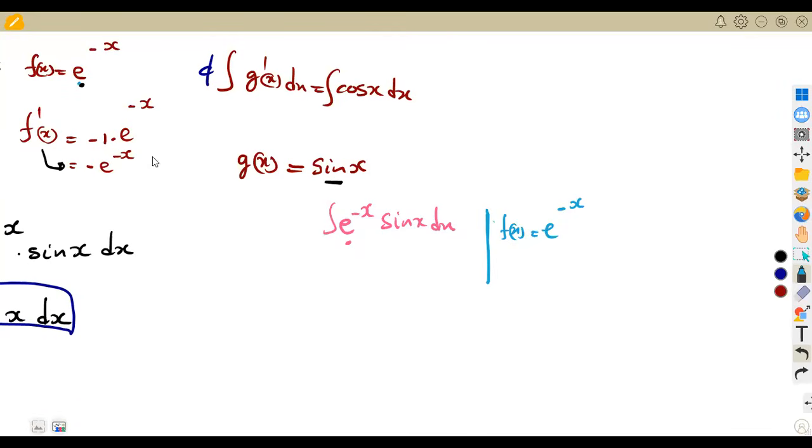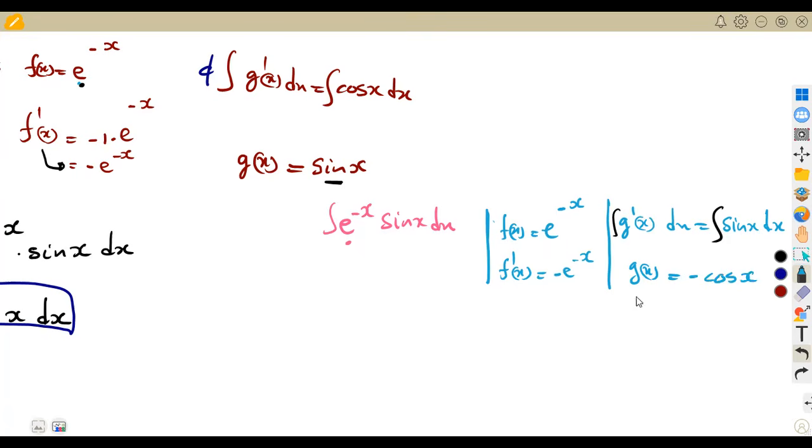And so, guys, the derivative of f of x, we found this before. We get minus e to the exponent of minus x. And the remaining part is for g prime. So we have g prime x dx, which is what is remaining here, which is sine x dx. So we integrate both sides so that we obtain g of x. What is the integral of sine? Sine gives us a negative cos. If you integrate, you can also check your formula sheet. So this is negative cos x.